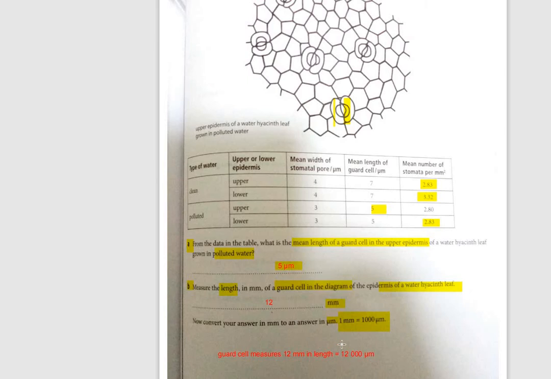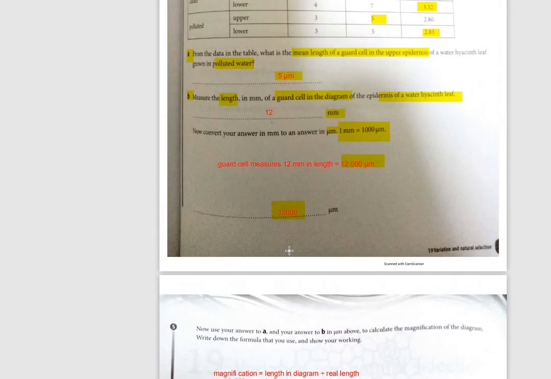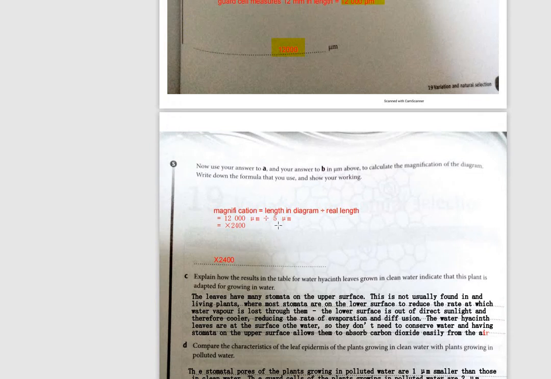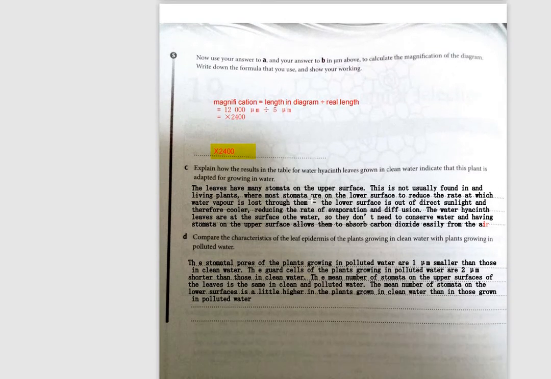Basically you take the 12,000 micrometer from here, then take this. The length in the diagram is 12,000 micrometer and the real length is 5, so the magnification is times 2,400, right? So now let's move on to part C.